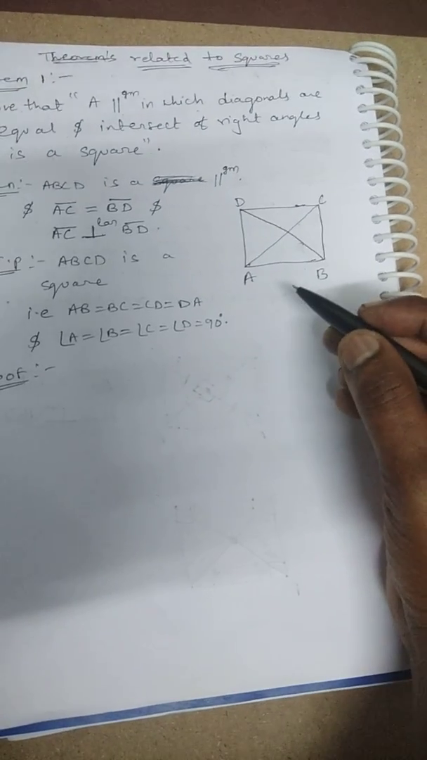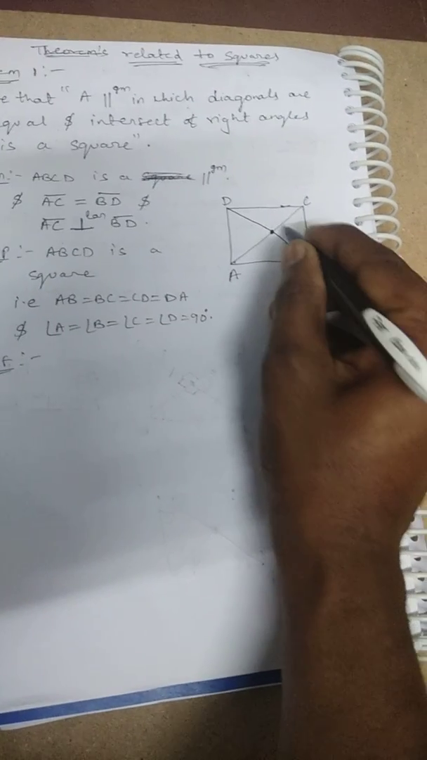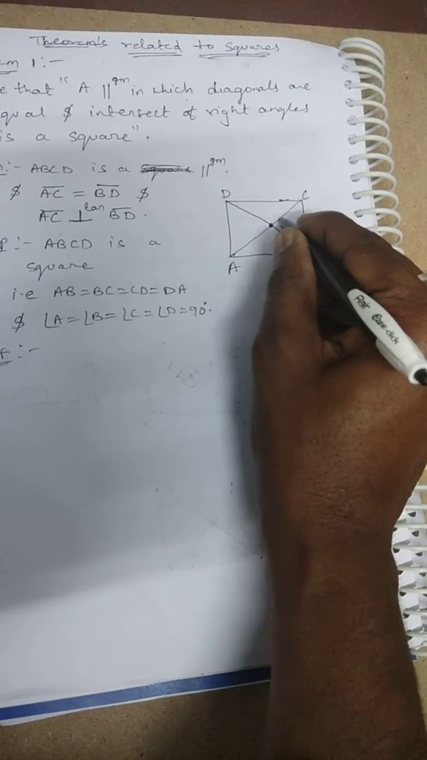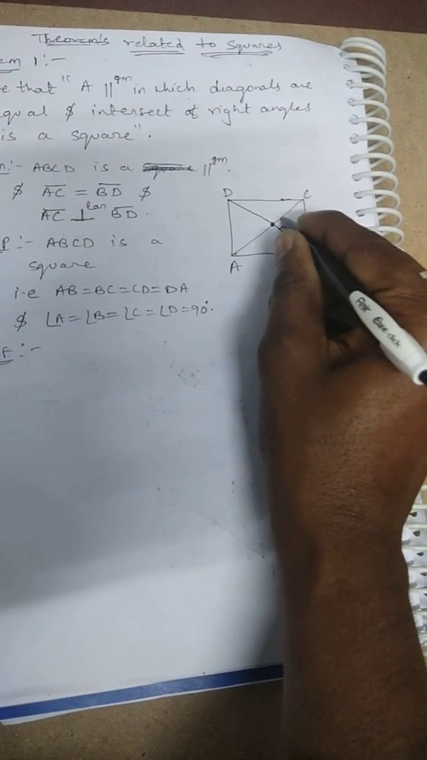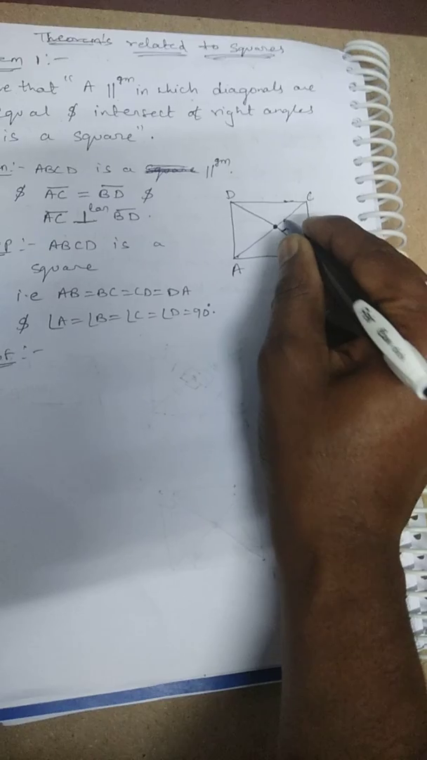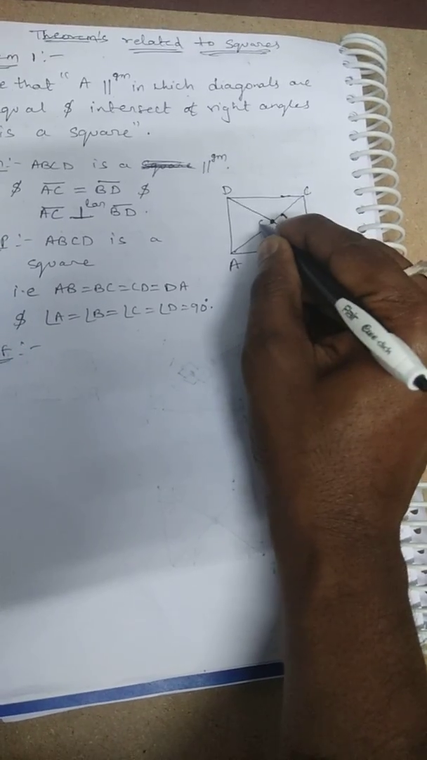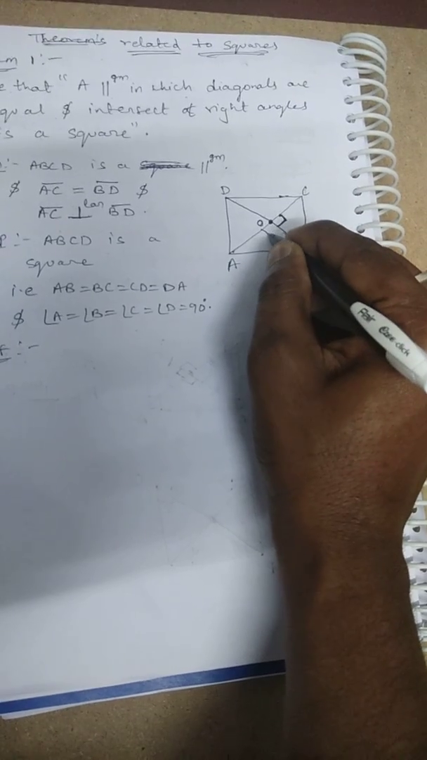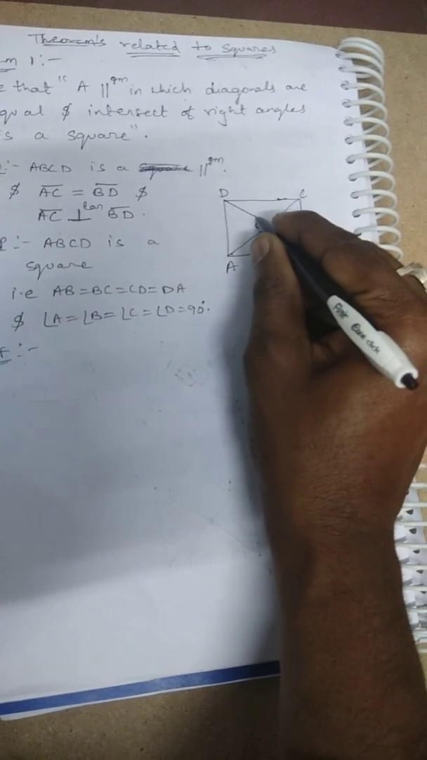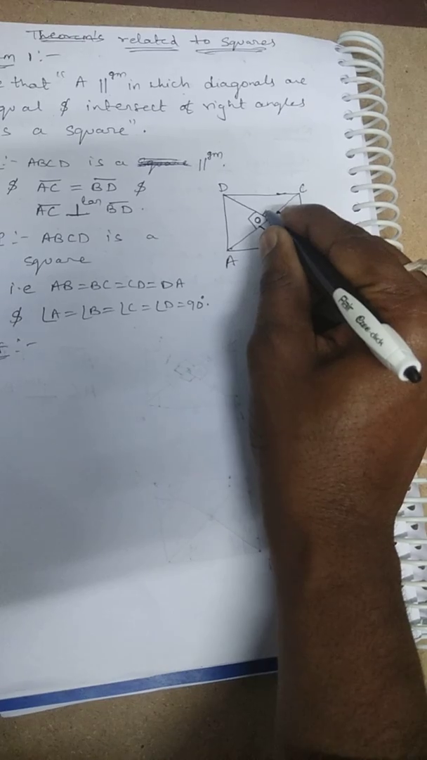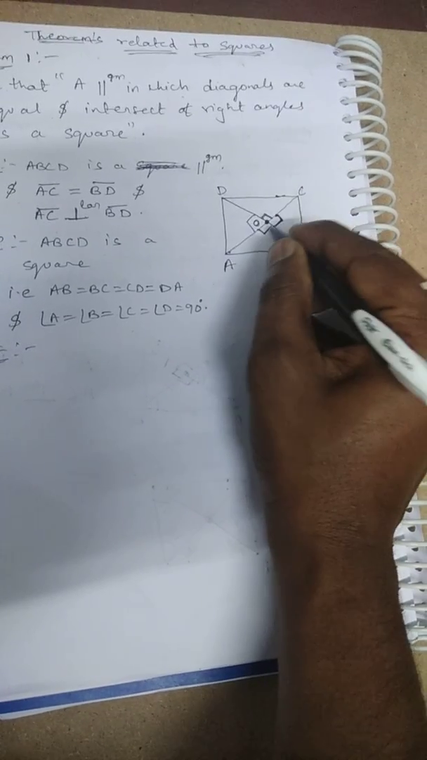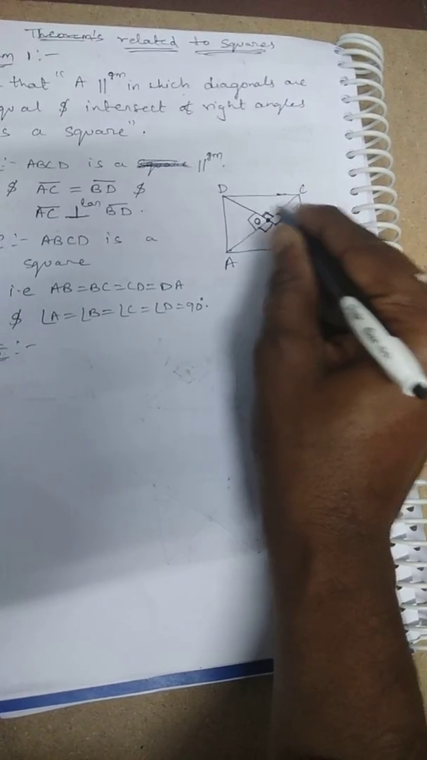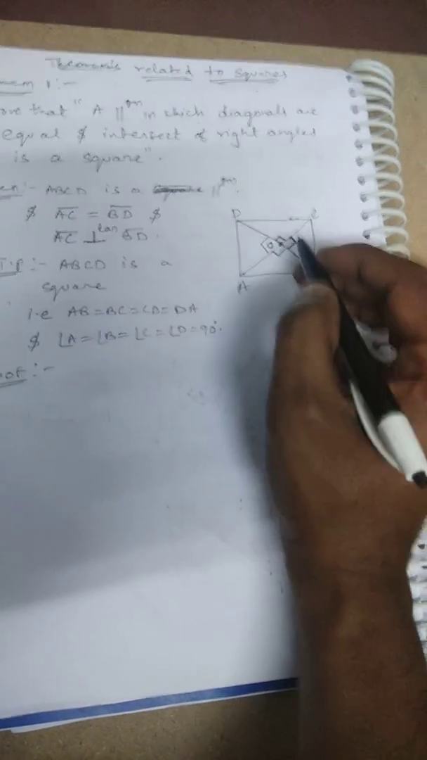These two diagonals are equal and they are intersecting at right angles. That means they are intersecting at 90 degrees. The angle here, let us suppose O, this angle is 90 degrees. If this is 90, automatically this also will be 90. This also 90 degrees. All these four angles will be 90 degrees each.